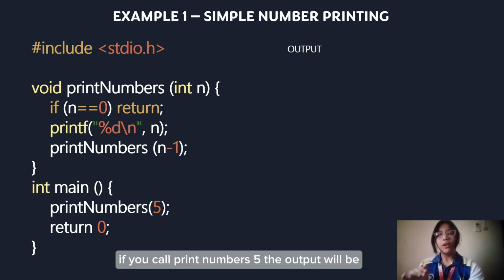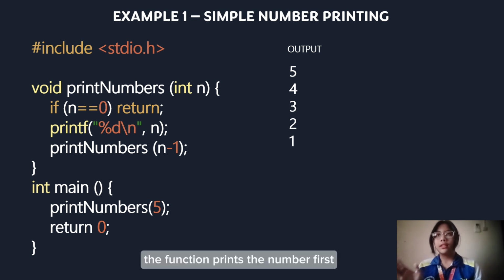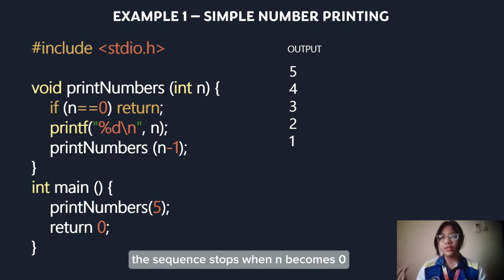If you call printNumbers(5), the output will be shown. The function prints the number first, then calls itself with a decreasing value. The sequence stops when n becomes 0.